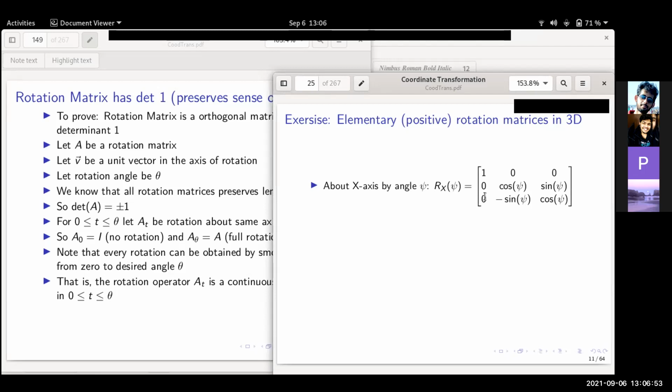Now look at this state. So won't the determinant always be 1 here? Yeah. So if you look at this case, the determinant has to be either +1 or -1.